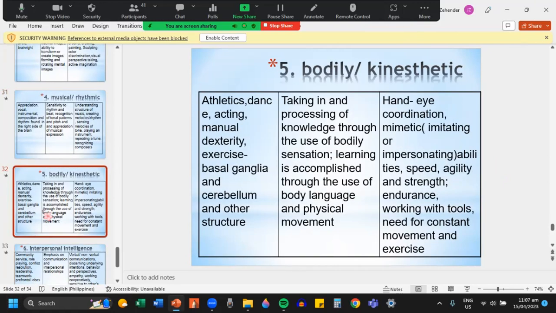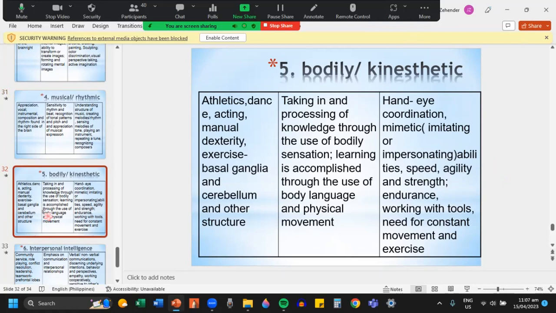Next, we have the body smart, bodily or kinesthetic learning style. So they're into athletics, dance, acting, manual dexterity, exercise. The active part here is the basal ganglia, cerebellum, and other structures. So basically, the learner takes in and processes knowledge through the use of bodily sensation, and learning is accomplished through the use of body language and physical movement.